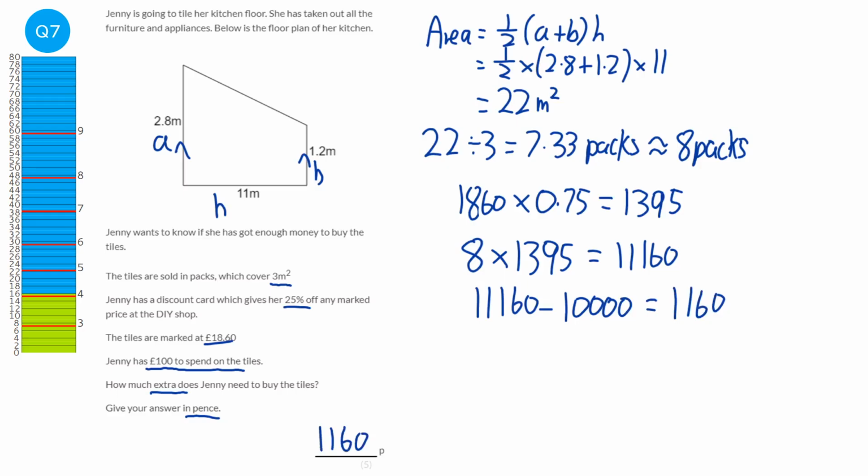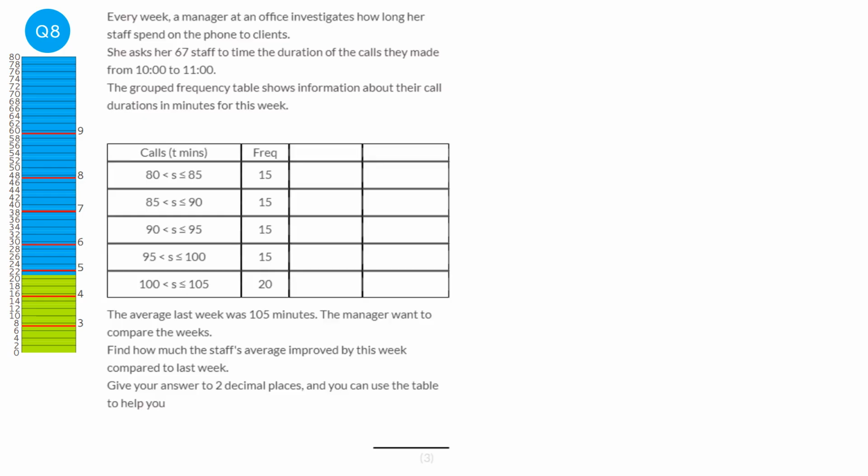So the first thing we need to do is work out the mean for the data in the table. To start off doing that, we're going to work out the midpoint of each group. So we've got 80 to 85, and to find the midpoint you add the 80 and the 85 together, then divide by 2. So this will be 82.5, then 87.5, then 92.5, then 97.5, and then finally 100 plus 105 divided by 2 is 102.5.